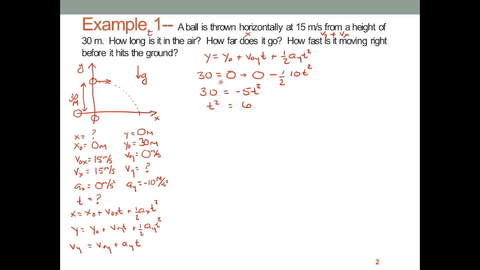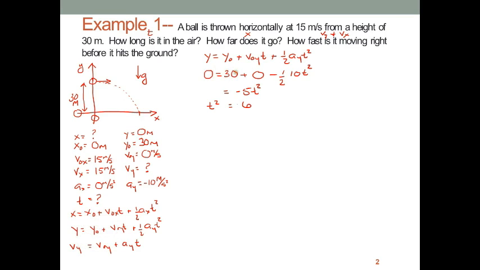Oh, I plugged things in wrong. I'm sorry, guys. Let's go back and correct here. Can't even read my own grocery list. Okay. So those are where I got things in wrong. I just plugged them in wrong. So y is 0 from down here, and y naught is 30.